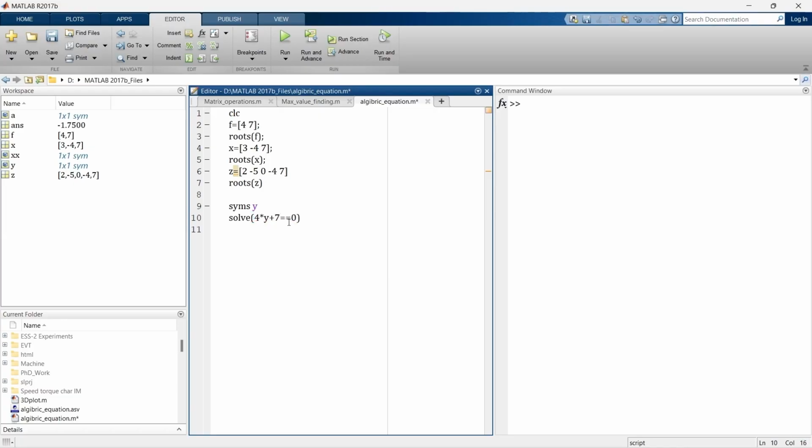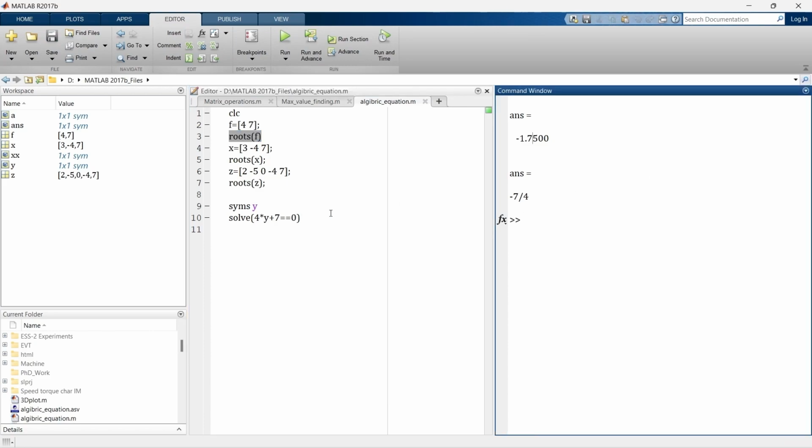This was the equation, and now let me unsuppress it, and we do not want to see these things, so suppress it. And now let's run. So here you can see the first answer is from roots of f, and the second answer is from this solution. Now here you can see the answer is in the minus 7 by 4 format. If you want to be more precise like this, then you can convert it into double. And there we go. This is your answer, minus 1.7500.